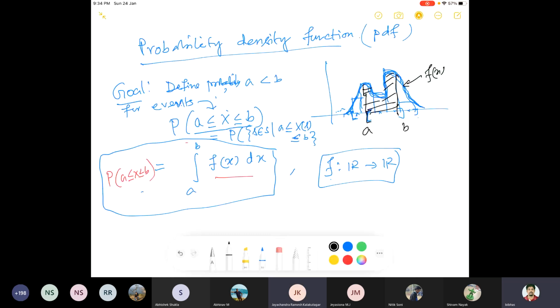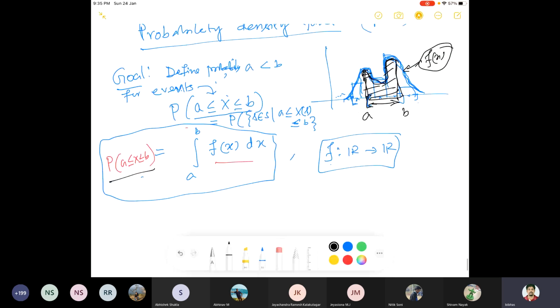So f(x), a real valued function, any function like this, will be called the probability density function corresponding to the continuous random variable X if the probability of this event, that a is less than or equal to X less than or equal to b, X lying between here and here, is the area under this f. Then I'll call this function f the PDF, the probability density function, of the random variable X. So this is the definition.